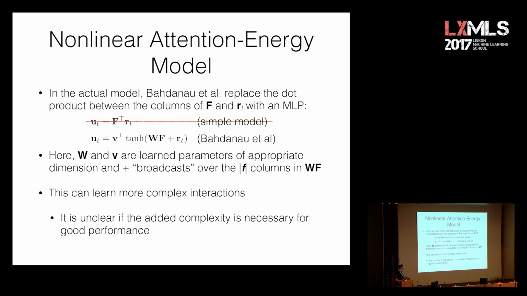One thing I'll note is here, W and V are learned parameters. And in this addition, you've got this matrix-matrix product, and you're adding a vector to it. We're going to add by each column, so we're broadcasting over the columns in W and F. And this is going to learn some more complex interactions. In practice, this Bahdanau additive attention model works a little bit better, although I think it varies a little bit. So I think you should always try the simpler one.